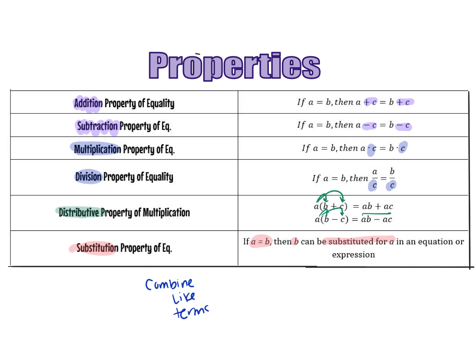It's not really a property. It is something that we do. So if I had 2x plus 5x, I could add those together to get 7x. Or if I had 3 plus 5, I could add those together to get 8. That's not the addition property of equality because we're combining something on the same side of the equal sign as opposed to adding something on both sides. So combine like terms is another property that we use as well. So now that we've revisited this property, let's look at some proofs.